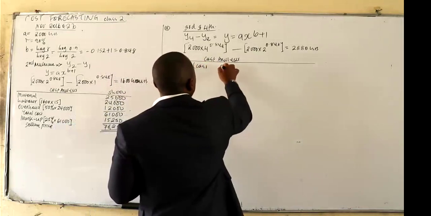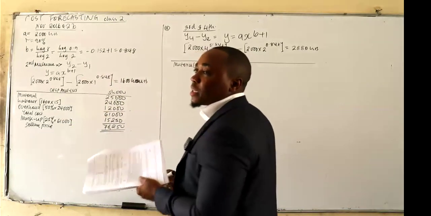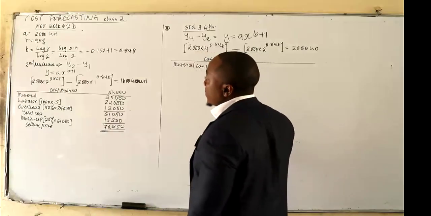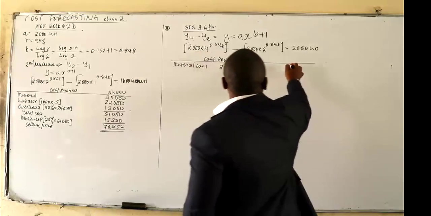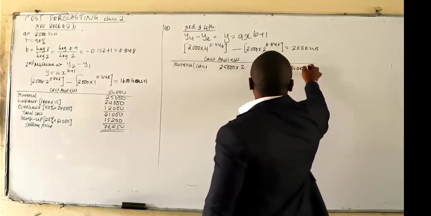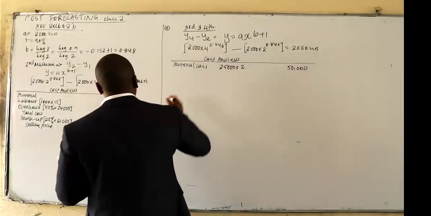Material cost was 25, but 25 was per machine. Now in this case, we are manufacturing how many machines? We are manufacturing 2 machines. So you multiply by 2. Therefore the cost will be an amount of 50. Then we also have labor.